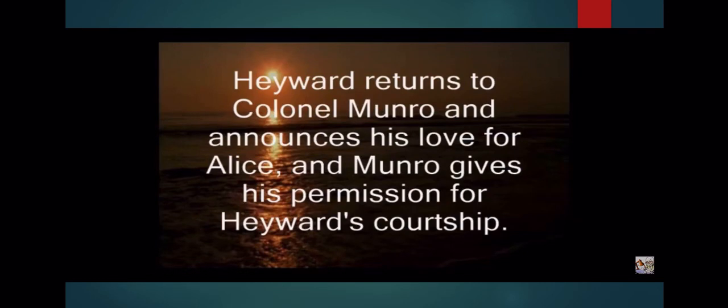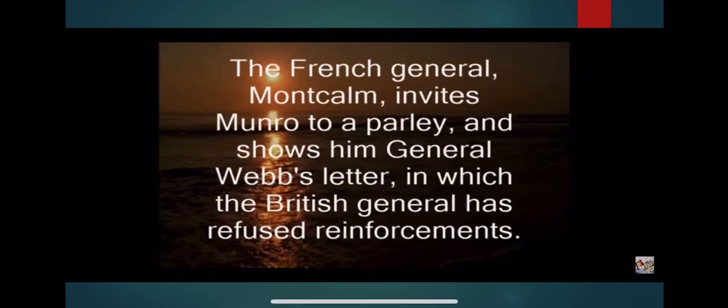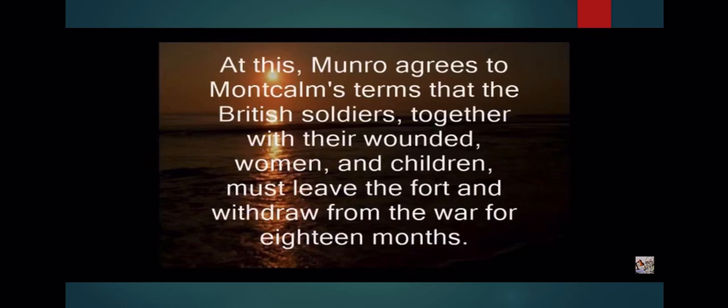Howard returns to Colonel Monroe and announces his love for Alice, and Monroe gives his permission for Howard's courtship. The French general Montcalm invites Monroe to a parley and shows him General Webb's letter, in which the British general has refused reinforcement. At this, Monroe agrees to Montcalm's terms that the British soldiers, together with their wounded, women and children, must leave the fort and withdraw from the war for 18 months. So he agrees to Montcalm's terms after the general refused reinforcement.